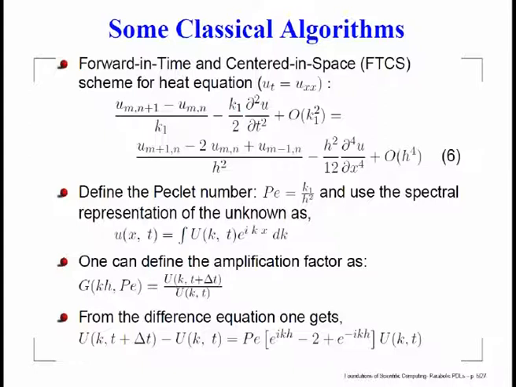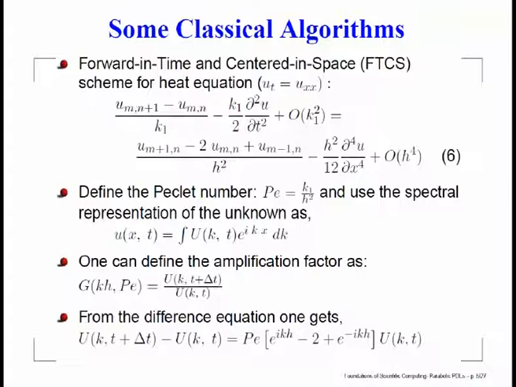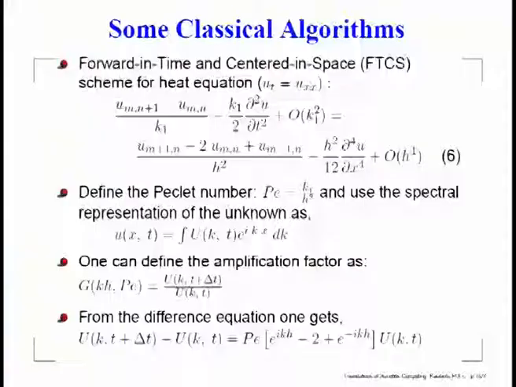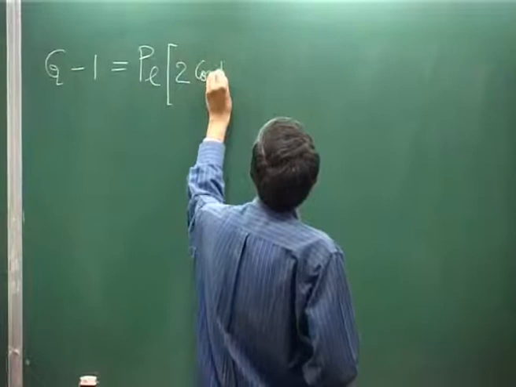So, having obtained this difference equation in the (k, t) space, I could divide both sides by u(k, t). If I do that, what do I get? Well, this one here, divided by u(k, t), will give me g, right? Then I will have minus 1, and on the right hand side I will have the Peclet number. And what about this, e to the power i k h plus e to the power minus i k h? That will give me 2 cos k h, and there is this minus 2, right?